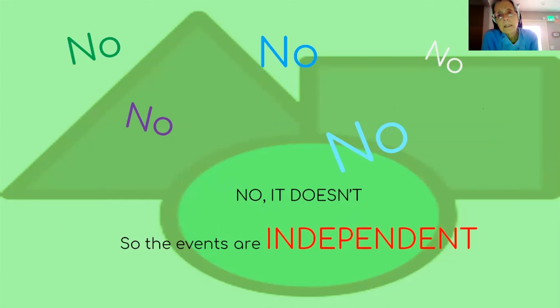Some events are independent, and it depends sometimes on how I set up the event, how I set up the experiment, whether I choose to replace or not replace. But for now, what you need to know is just the idea of independent or dependent.